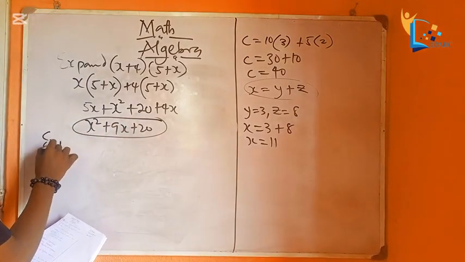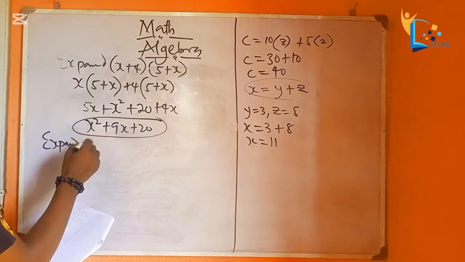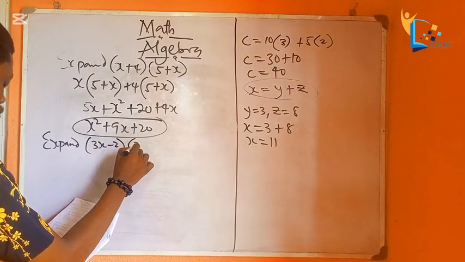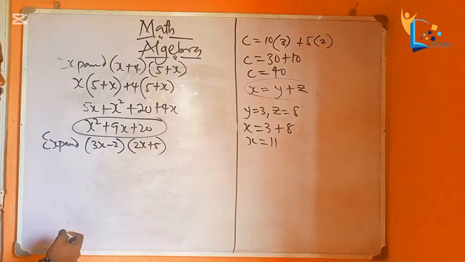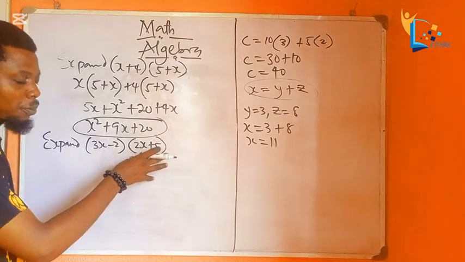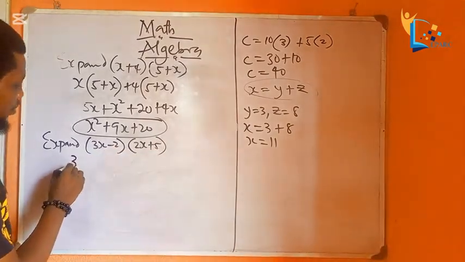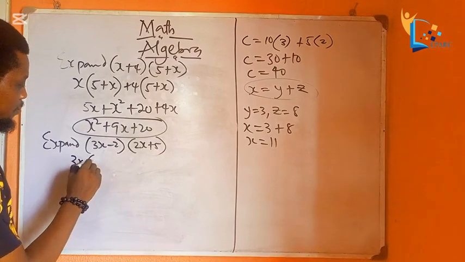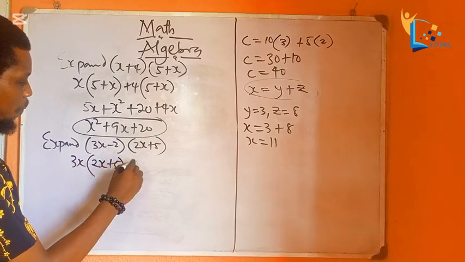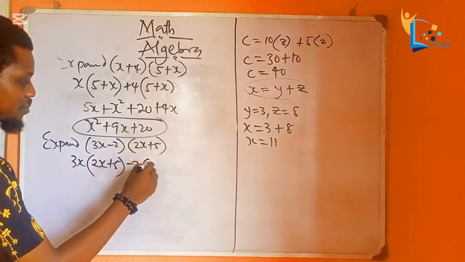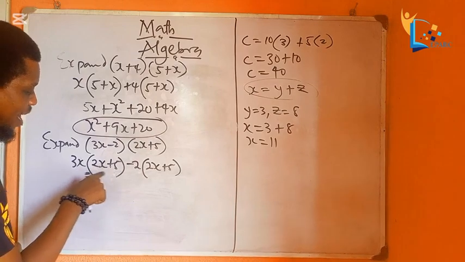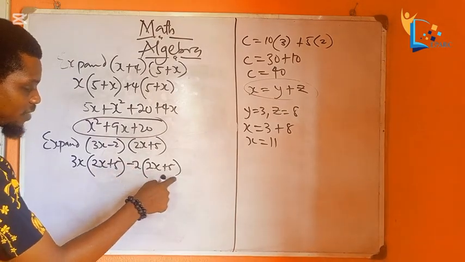Expand (3x minus 2)(2x plus 5). Okay? We'll apply the same method. We'll use what we have in the first bracket to open up what we have in the second bracket. So we have 3x, open your bracket, bring in this 2x plus 5, then minus 2, open your bracket, repeat the same thing, 2x plus 5. Okay? So use this to multiply everything in the bracket. Use this one to multiply everything in the bracket.